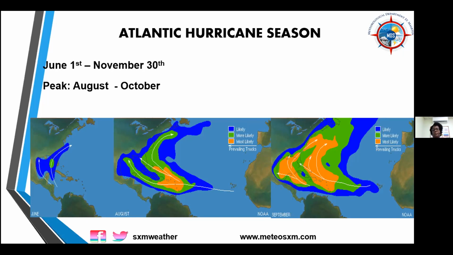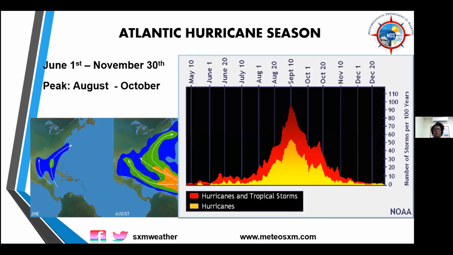So we call that the peak of the season between August and October. If you want to narrow that down, based on 100 storms in the past, the peak of the season is really around September 10th, which is tomorrow. So we could say that we are exactly in the peak of the season, and tomorrow is the 10th.